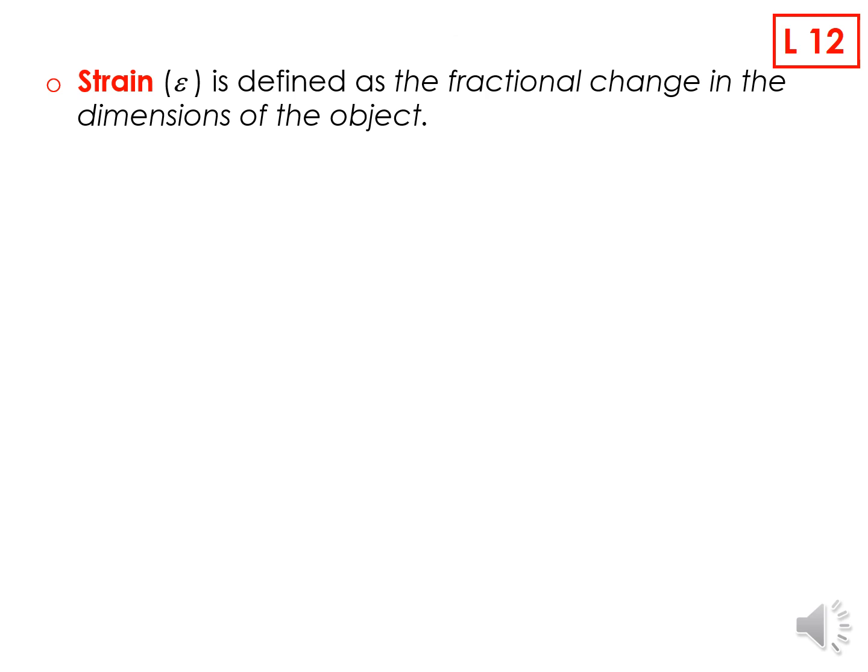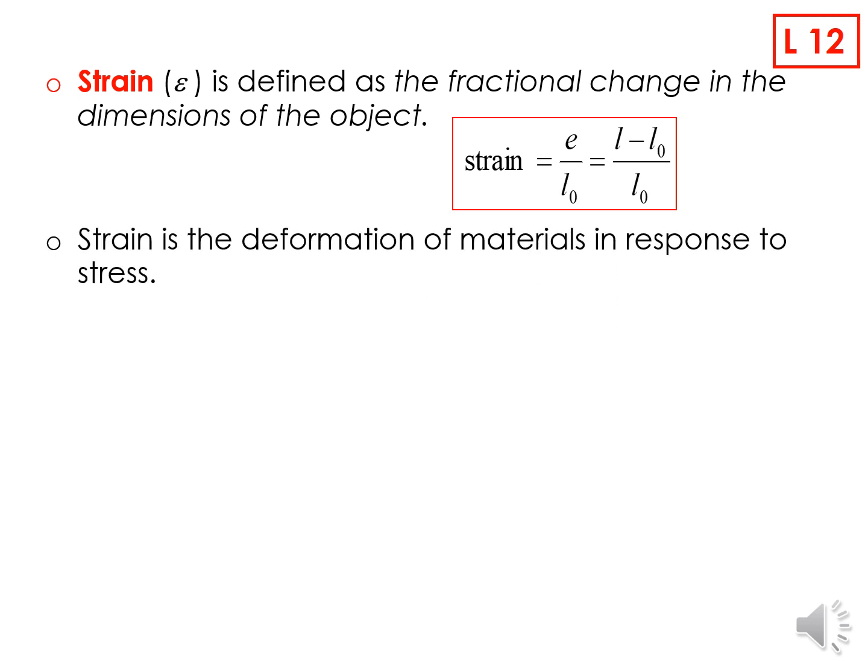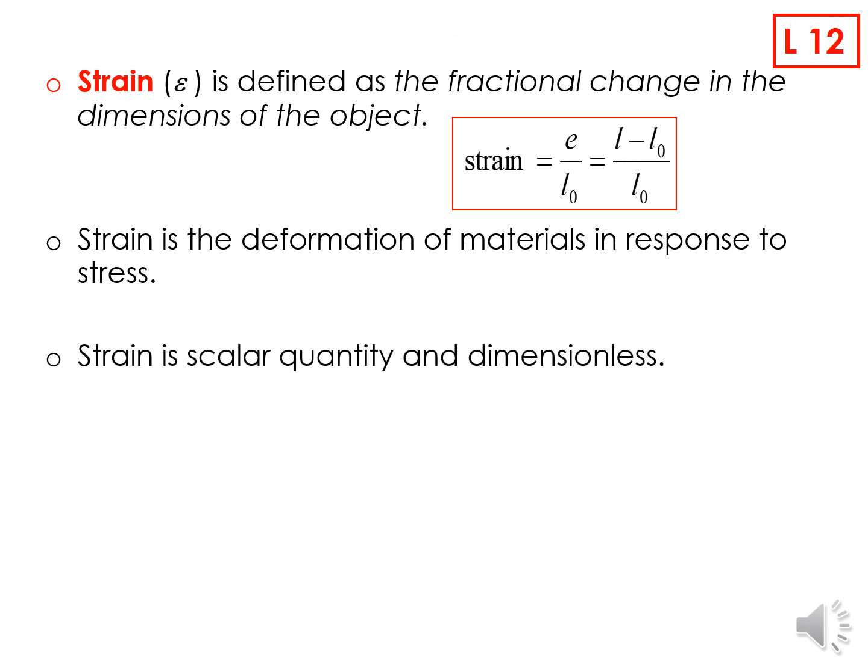Strain, the symbol for strain is epsilon, is defined as the fractional change in the dimensions of the object. As shown in the given equation, strain is equal to elongation per unit original length, equal to the difference in length, that is final length minus original length, divided by original length. Strain is the deformation of materials in response to stress. Strain is a scalar quantity and dimensionless.